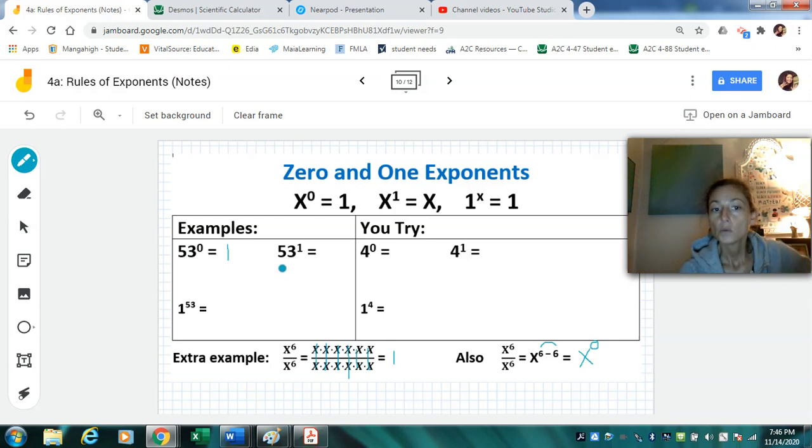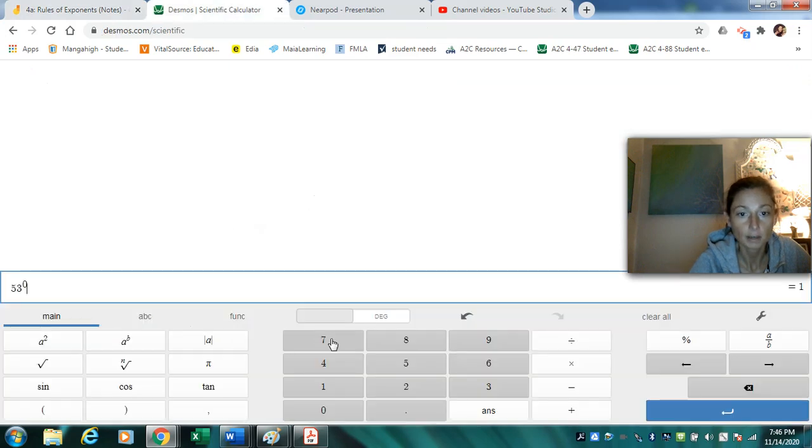Now, what's also true is if you have anything to the first power, the first power just represents itself. And so 53 to the first power, that's just 53. Anything to the first power is itself. And again, we can see that in our calculator here. It gives us 53.